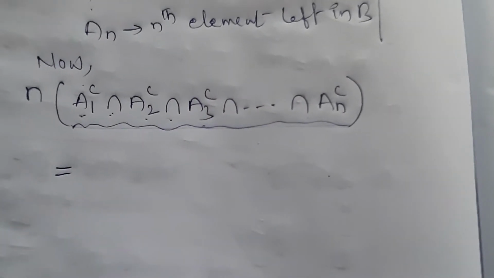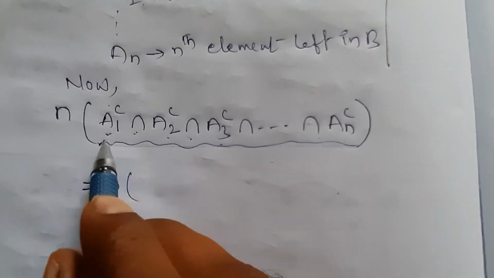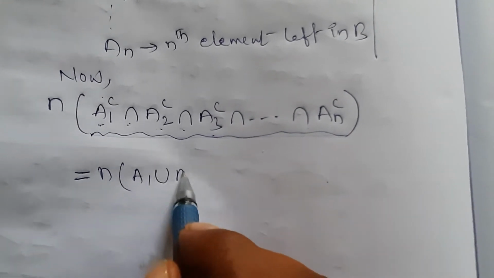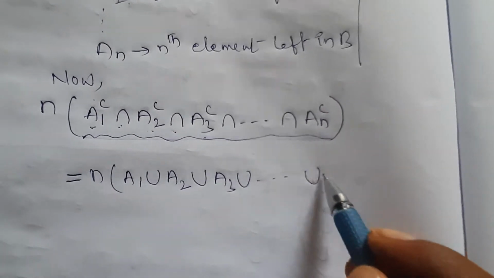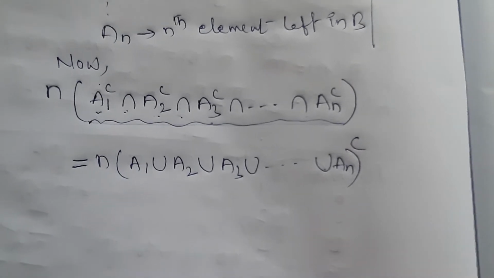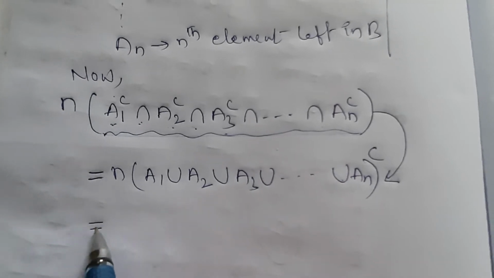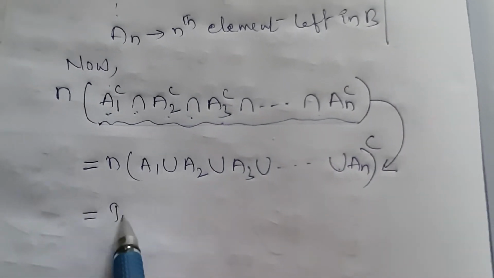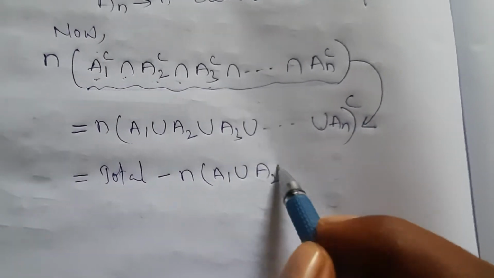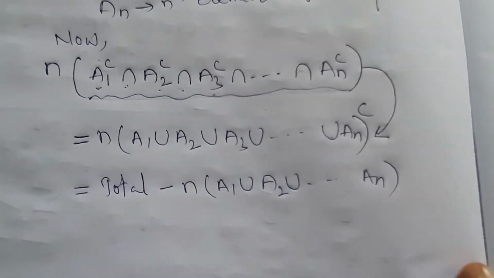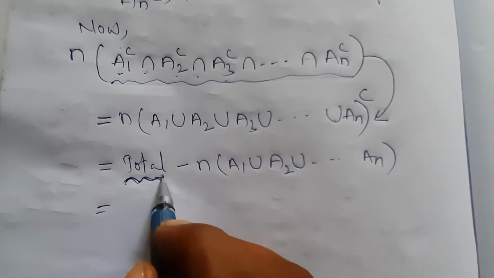Now with the help of set theory, in which De Morgan laws and the principle of inclusion and exclusion are there, I can write n of this whole value. I can write n of (A1 union A2 union A3 union up to An) whole complement. With the help of De Morgan laws, this value equals total minus n of (A1 union A2 union up to An). Here what is the meaning of total? Total means total functions from A to B.